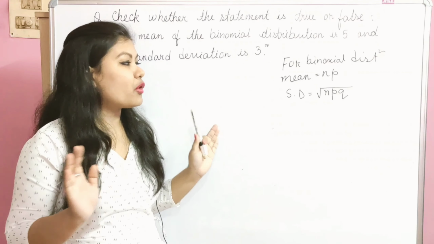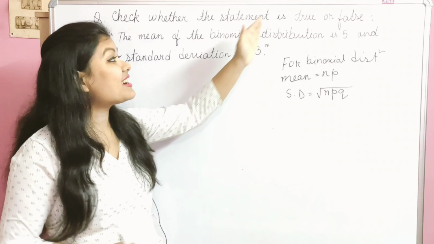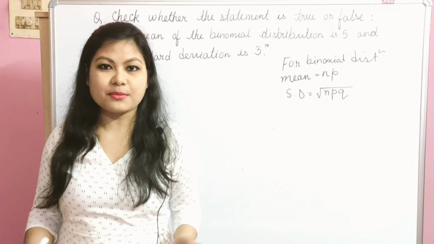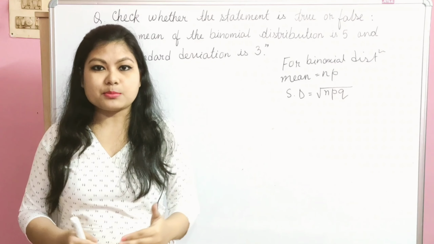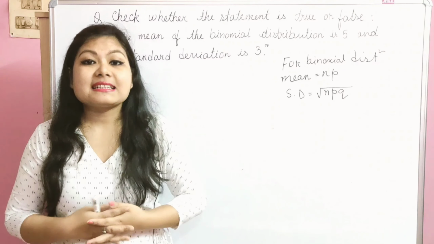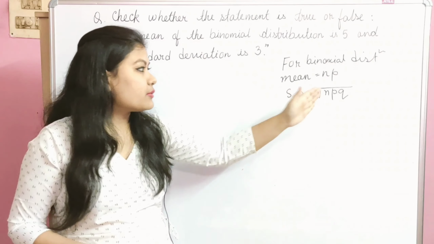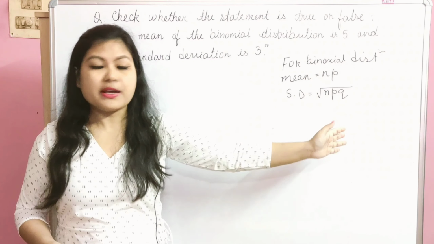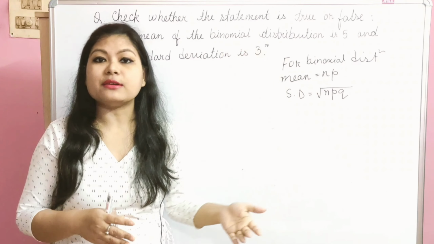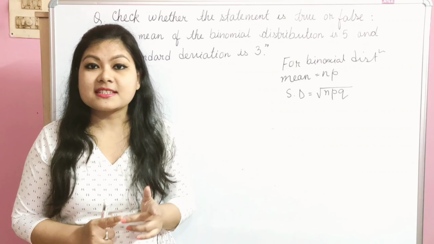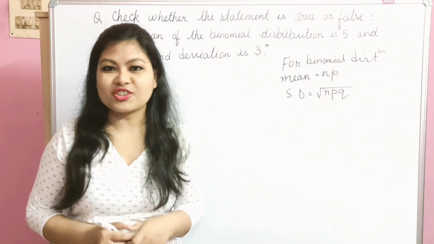So when only these two formulas and the mean value and standard deviation value are given, we will substitute these values into the formulas and see whether it satisfies the condition or not. If you substitute the values, ultimately we will get the value of P or Q. Then we can compare whether this statement is true or false. So let's start.